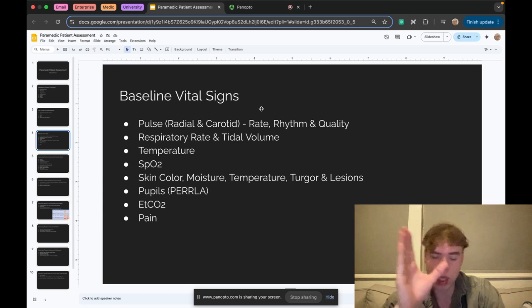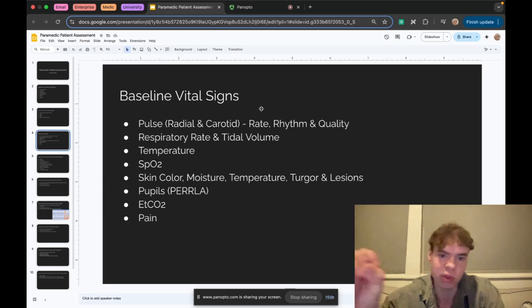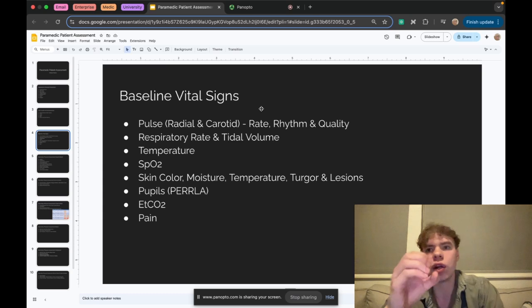And typically, when you shine that light in the eye, you want to see the pupil start to temporarily constrict as soon as you shine that pin light in the eye. And then when you move the pin light out, you're going to see the pupils dilate. So what you're looking for is that reactivity to light.